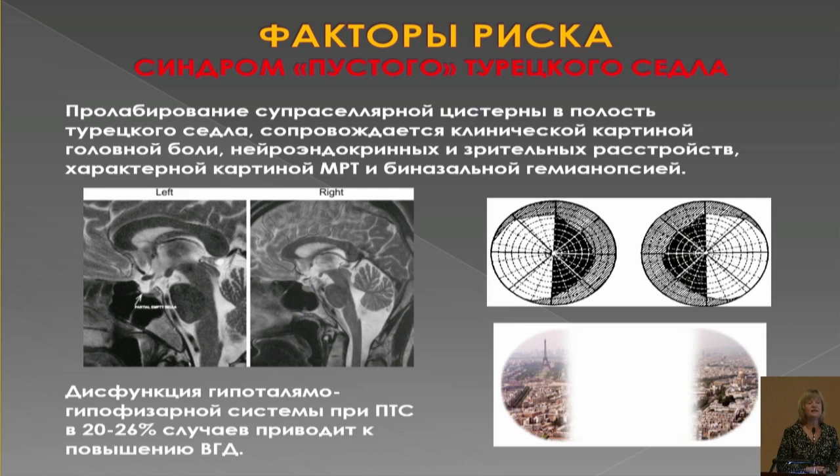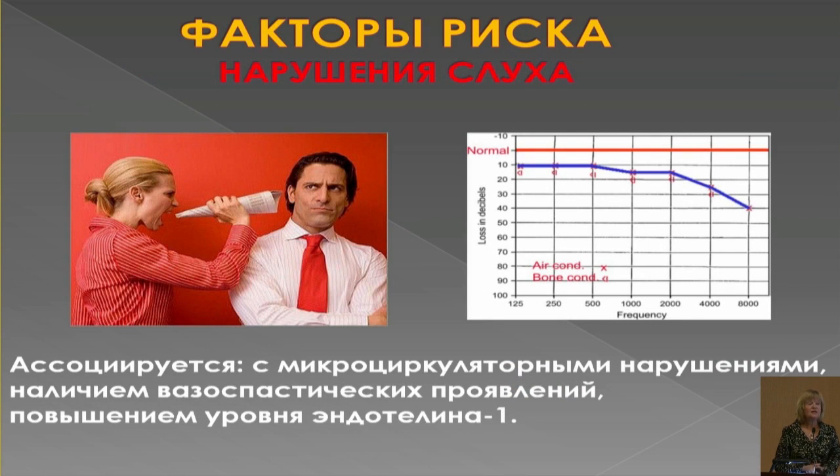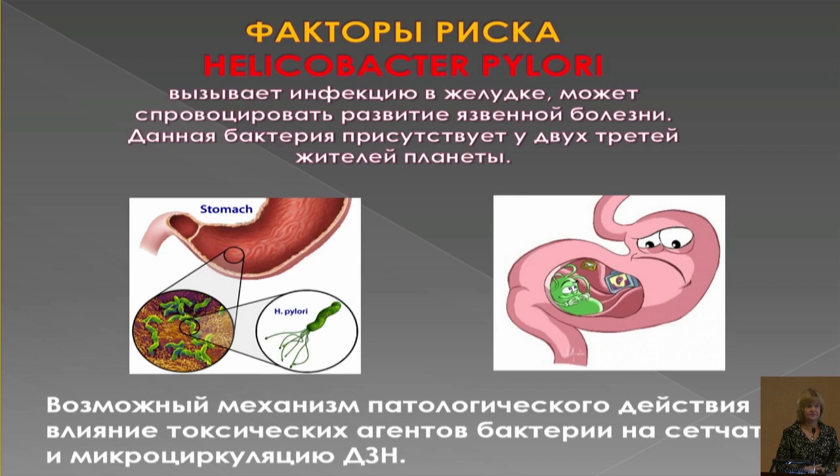Empty Turkish saddle syndrome. This is a subarachnoid cistern herniating into the cavity. It gives a clinical picture of headache, neuroendocrine disorder, typical features on MRI, and bitemporal hemianopsia. If there is a syndrome of empty sellar fossa, in almost 26% of cases it leads to increased IOP. Deafness as a risk factor for glaucoma can be associated with microcirculation disorder, presence of vasospasm, and also an increased level of endothelin-1.